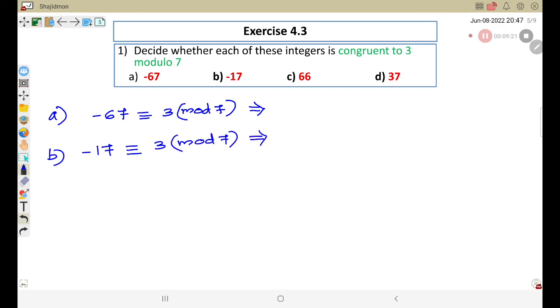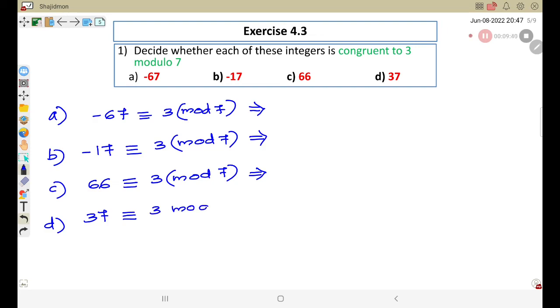Now in the C part, is 66 congruent to 3 modulo 7 or not? This is the third one. And the D part of the question: is 37 congruent to 3 modulo 7 or not? This is the D part. So we will check one by one which ones are correct.